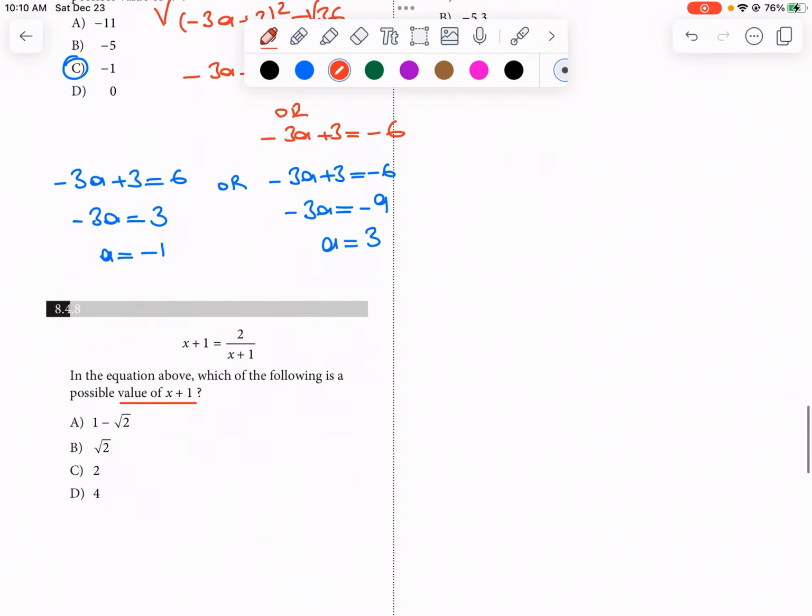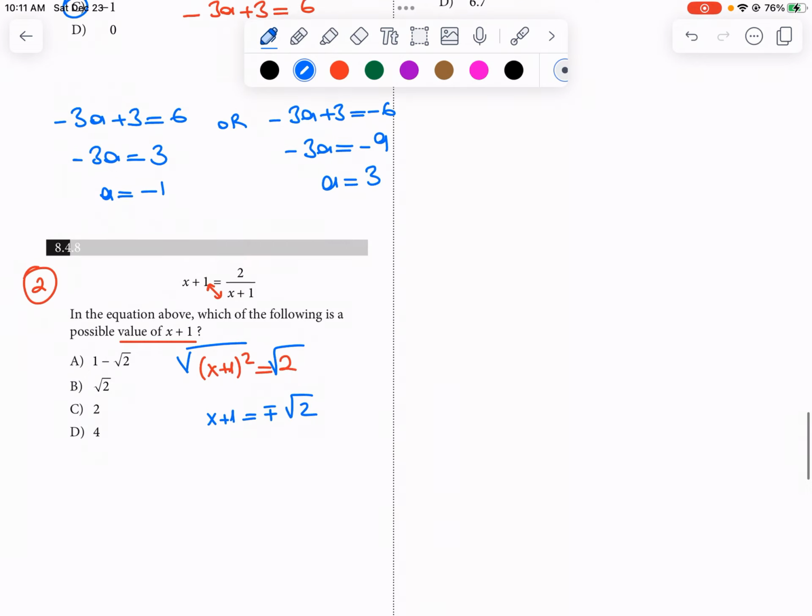Next question, question 2. x + 1 = 2/(x + 1). In the equation above, which of the following is a possible value of x + 1? We can use, guys, cross products for this question. (x + 1) times (x + 1) is equal to (x + 1)^2, which is equal to 2. If (x + 1)^2 = 2, then we can, guys, take the square root of both sides. And x + 1 is going to be equal to plus or minus the square root of 2.